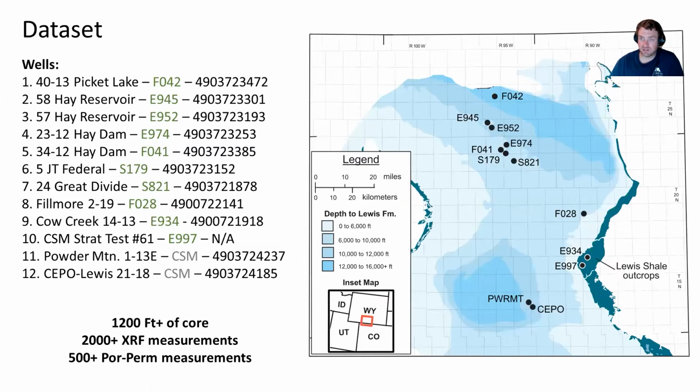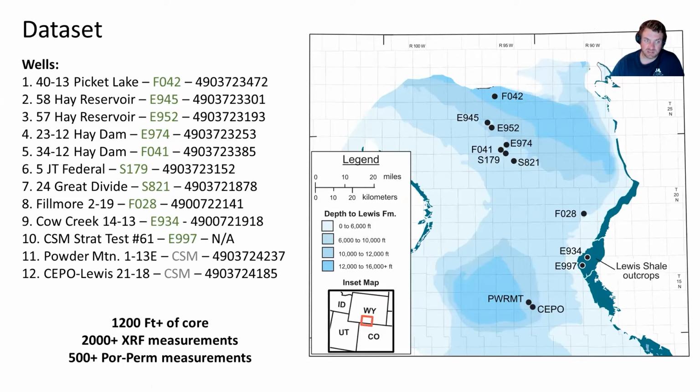So the specific data set, 10 of the cores are at the USGS Fed Center. 2 of them are at the core storage at Mines. It's a rough north to south cross section in the basin, and they're all in Wyoming. And so it's over 1,200 feet of core.